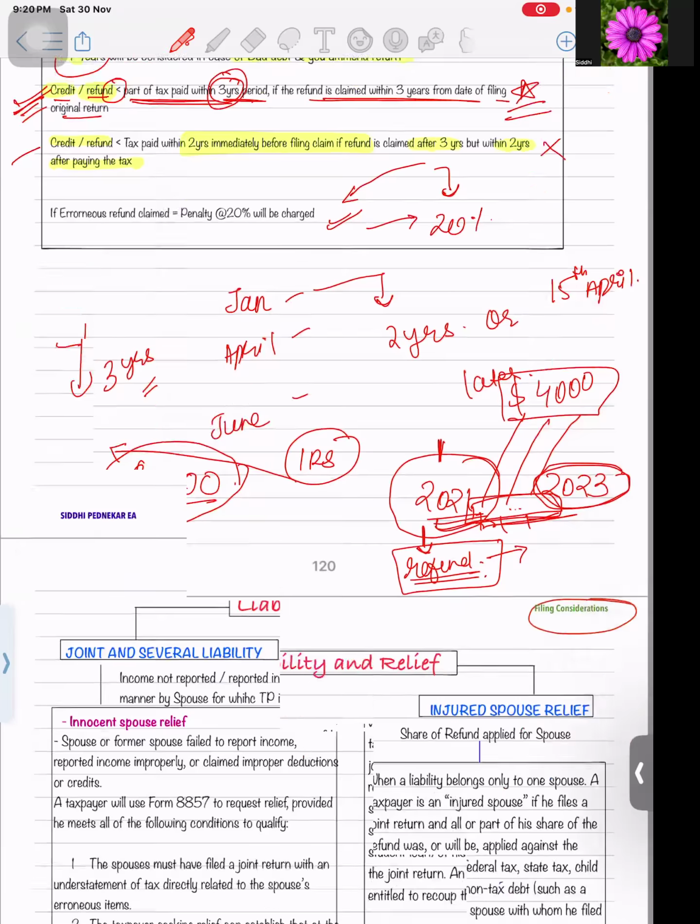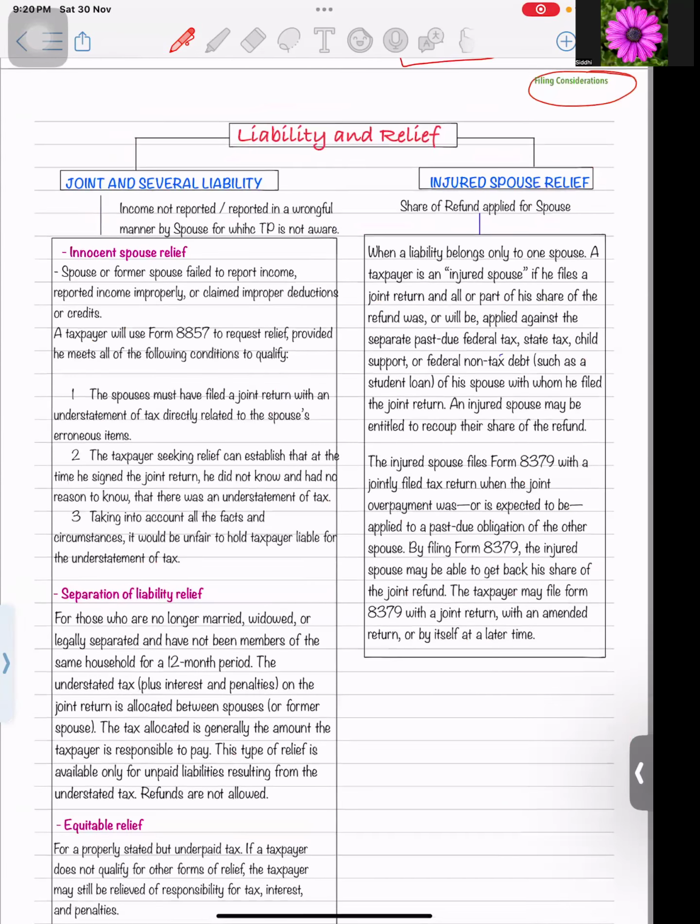Okay, clear, guys? Now next is this thing. I hope everyone remembers joint and several liability, and second is injured spouse relief, right?